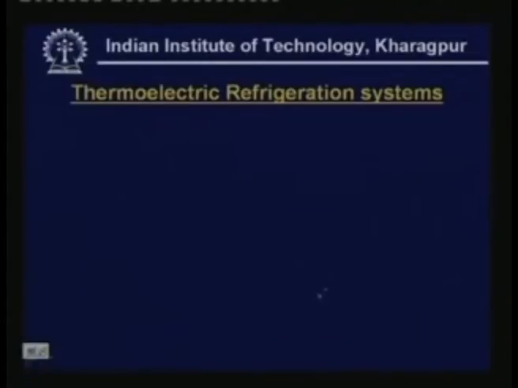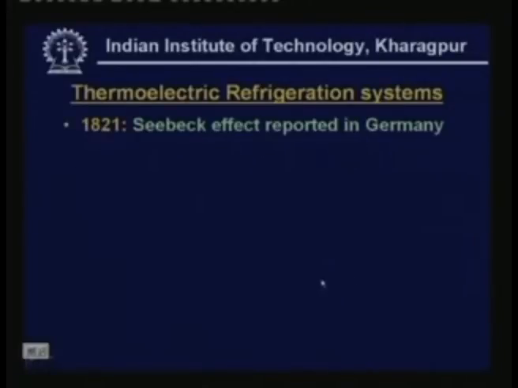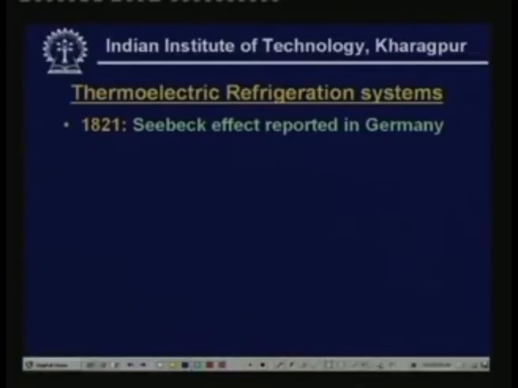Now let us look at the thermoelectric refrigeration system. So, Seebeck effect. The Seebeck effect was reported in Germany, and I am sure most of you are familiar with it. Anyway, let me just recapitulate this. In a Seebeck effect, you have two dissimilar metals, let us say a metal A and a metal B, and these are the two junctions.